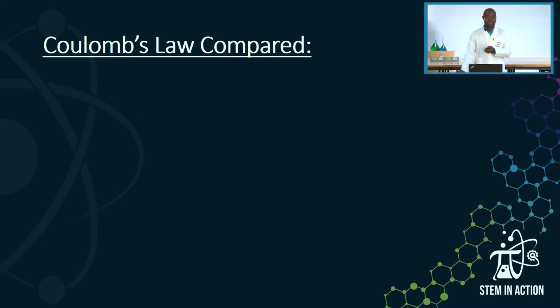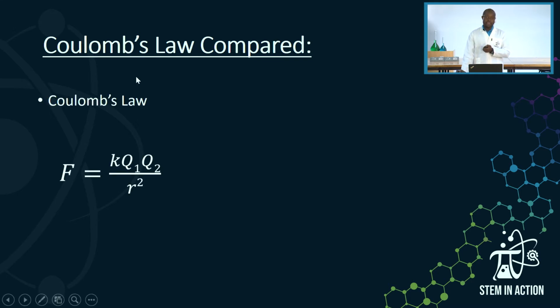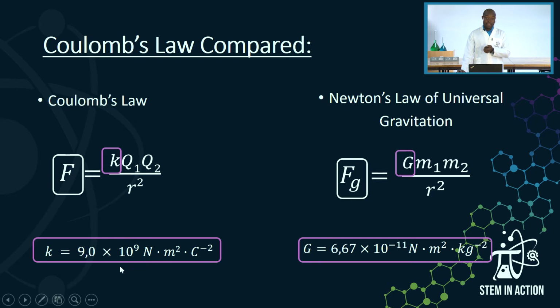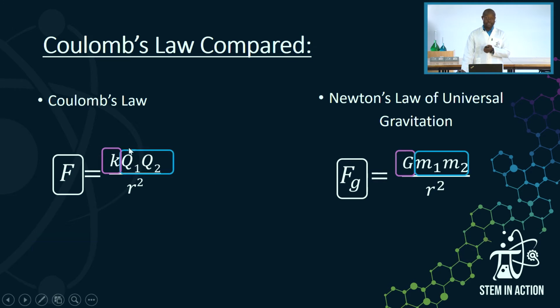You also notice that we can compare the Coulomb law, which is the equation that we have just described, and Newton's law of universal gravitation. You can see that there are similarities between them. The first one, F is a force, and Fg is also a force. K is a constant, and so is G here. So our K constant is going to be this one, and the constant G value is going to be that one.